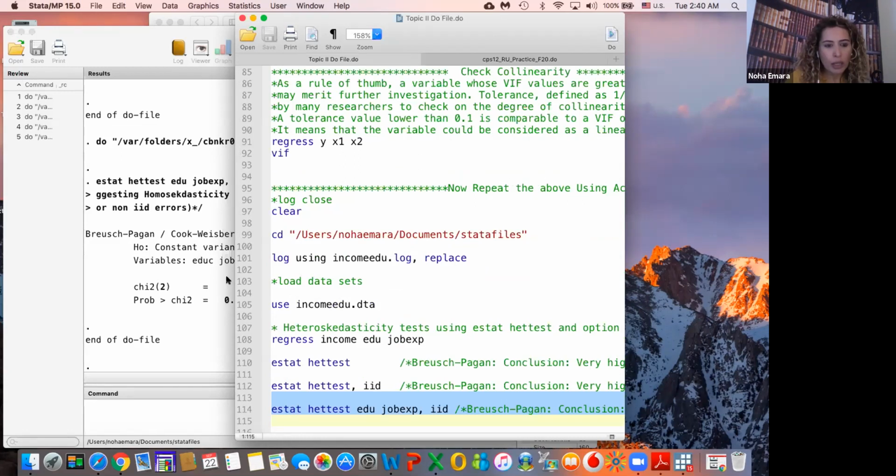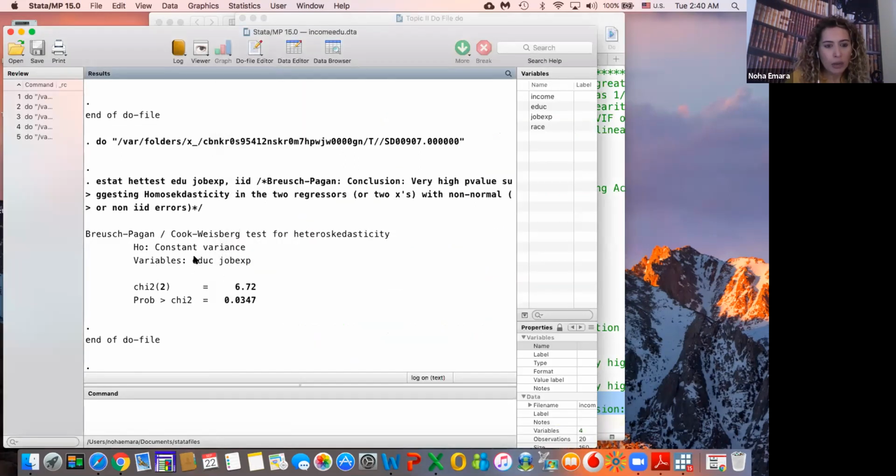So you go back here and you check. As you can see, the variables under the test are education and job experience. Testing for constant variance, see this number. This number is 3.47%. Is this number big compared to 5%? No. So there is a small probability, right? Because it's smaller than 0.05 or 5%. So there is a small probability that the null is true. There is a small probability of constant variance.